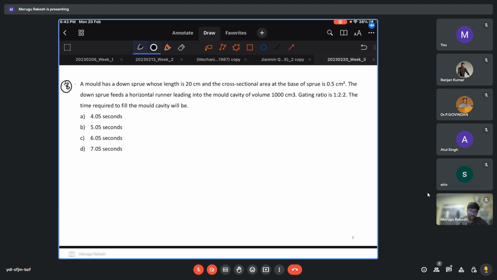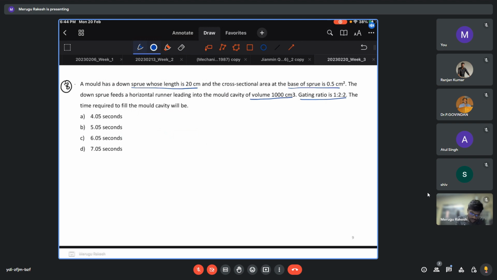Okay, let me start. So you can carry on. If you have any doubts, you can look at the explanation. So a mold has a down sprue whose length is given, that is 20 centimeter, and the cross-section area at the base of the sprue is 2.5 centimeter square. The down sprue feeds the horizontal runner leading to the mold cavity. So this is the volume of the cavity. They have given us the gating ratio and the time required to fill the mold cavity.